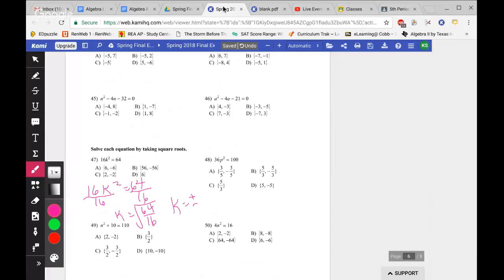Square root of, oh, you know what? Look what they did. Check this out. I just saw something I could do. Well, let's see if it works this way. Square root of 64 is what? 8. And the square root of 16 is what? 4. Okay. So then I have plus or minus 8 over 4. What does that reduce to? 2. That's it. So plus or minus 2. And they write it out like that.